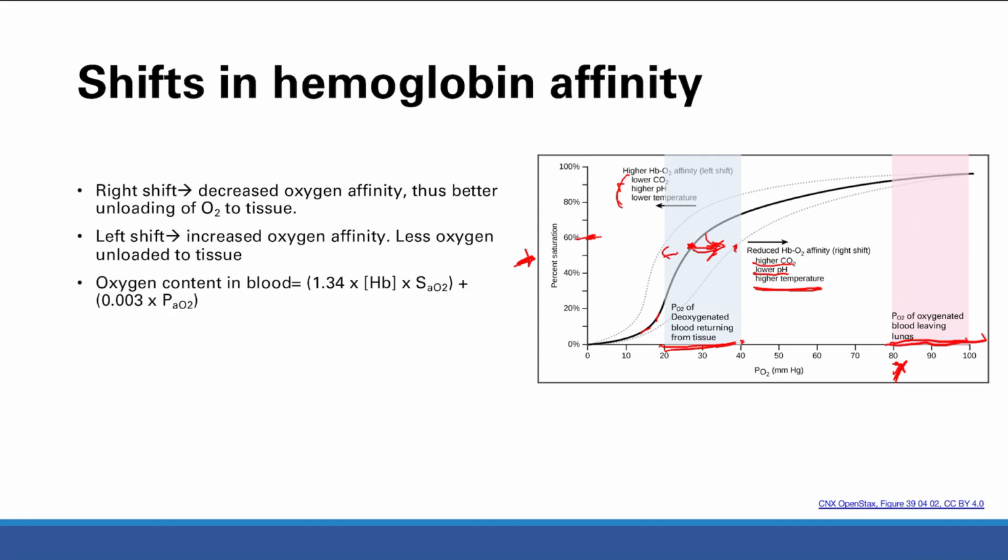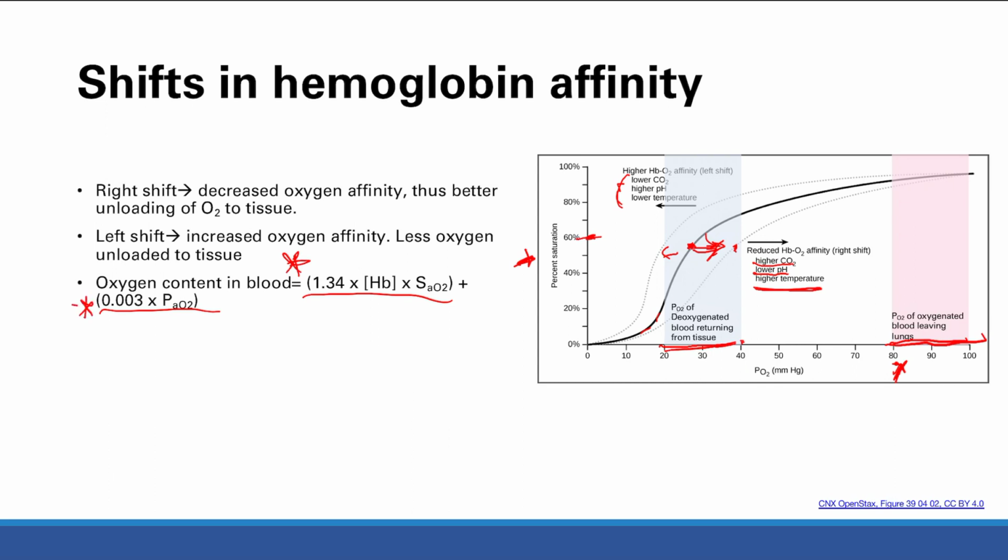Okay, now I want to talk about oxygen content of blood and how we calculate that. This is the equation right here. Basically, this equation tells you that the key determinant of oxygen content in blood is hemoglobin. Most of the oxygen in blood is carried bound to hemoglobin. The amount of oxygen in blood that is dissolved only makes up a very small portion.